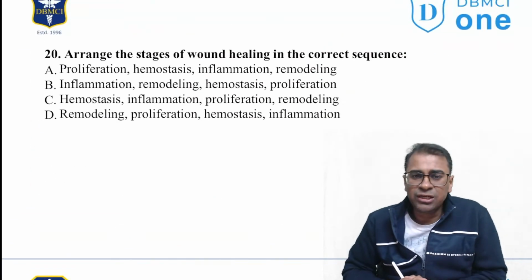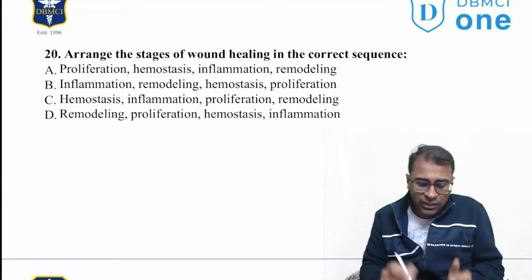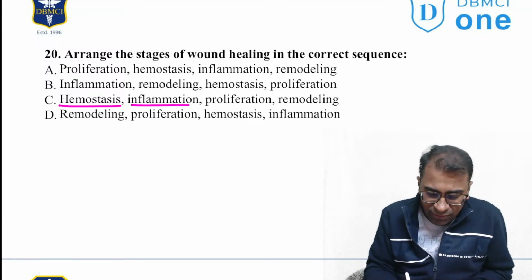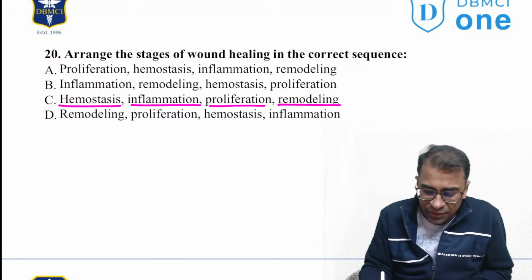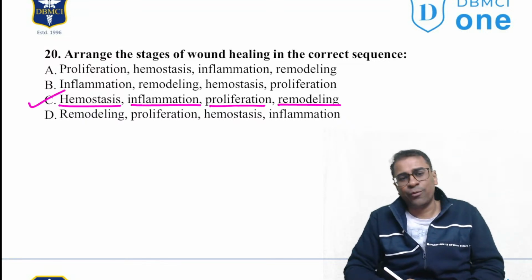To arrange the following in correct sequence, what will it be? First thing is hemostasis, then inflammation, proliferation, and ultimately remodeling of collagen is required. The answer is C.